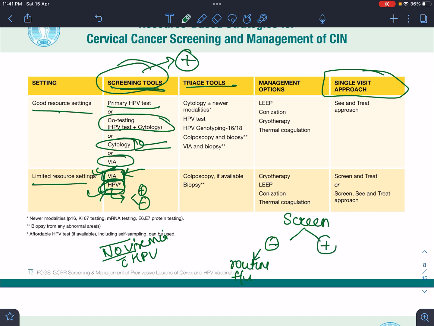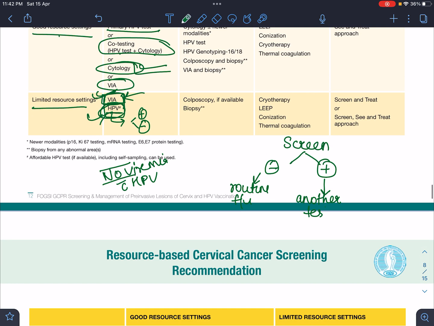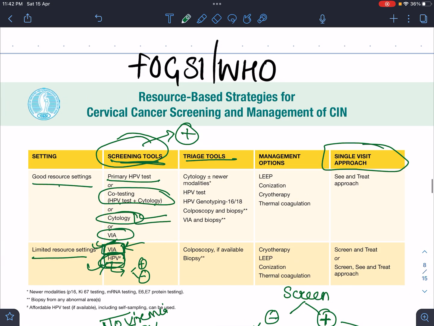You screen, patient comes positive, ideally you should do another test, because in life all of us can be right or wrong, and if we are right we should double check, and if we are wrong, well, we are double checking. So if it's coming positive and you do another test and that comes positive, then you will treat. But sometimes direct treatment can be done. If you fear a patient might be lost to follow-up, then you can do the single visit approach and you can do see and treat.